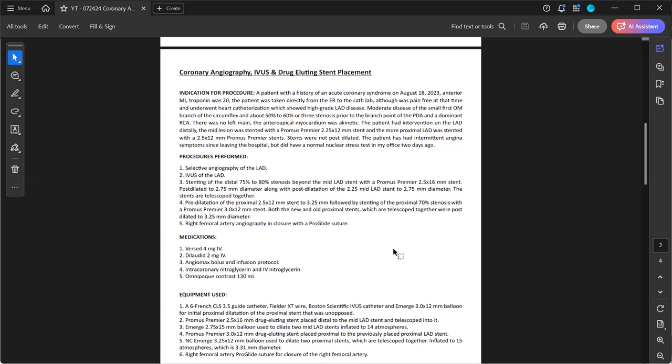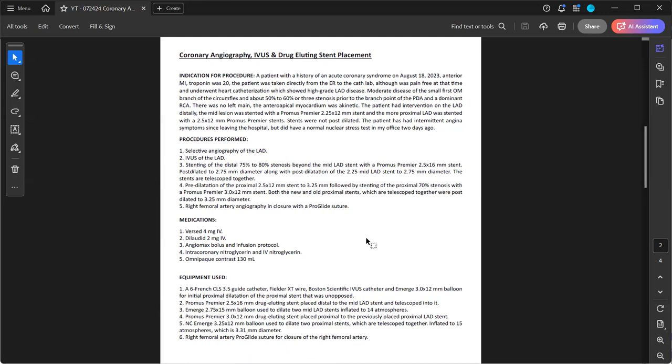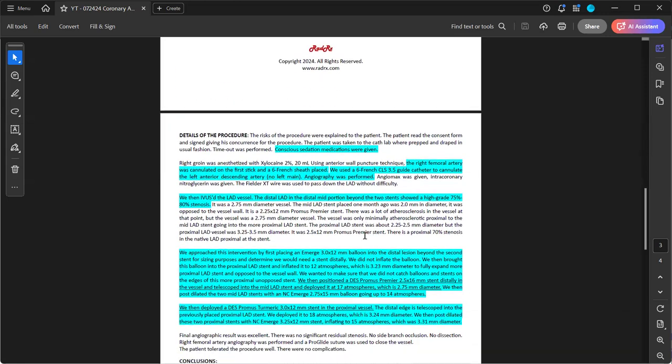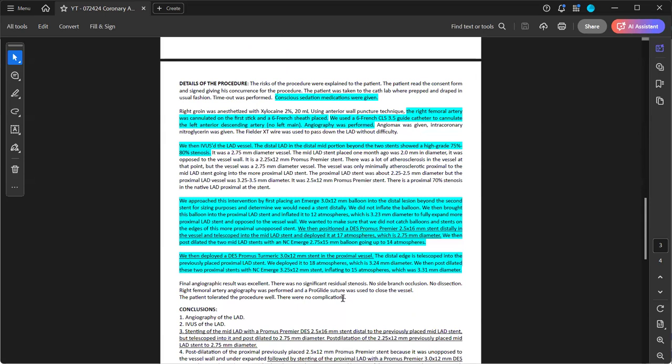So based on just what we see at the top of the report, we don't have enough there to support coding for that angiography that is performed of the LAD. Now we'll continue to look at the rest of the report and we'll see if the body of the report contains any information to support it, but right now we do not see that. So under the procedures performed, we see the medications used. We also have all the equipment that was used to perform this particular procedure. When we go over to page 2, now we see the details of the procedure.